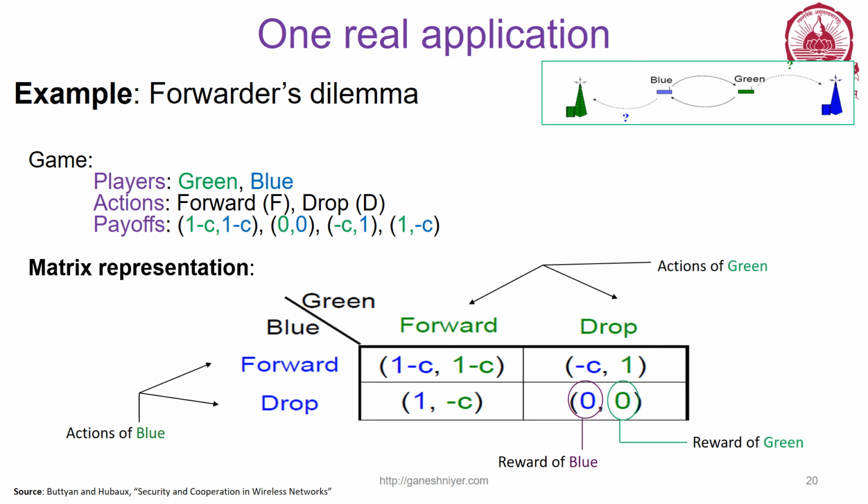So in the absence of any other incentives or coordination, rational players will not participate in the game. Even though the optimal answer could have been 1 minus C, 1 minus C by helping each other, without coordination or incentive, nobody is going to do that. So the Nash equilibrium is 0, 0.